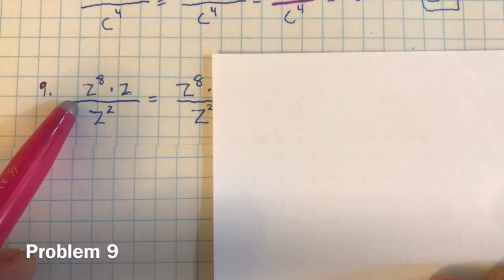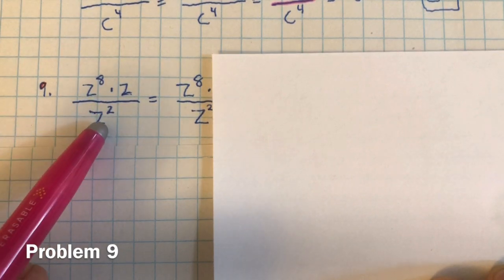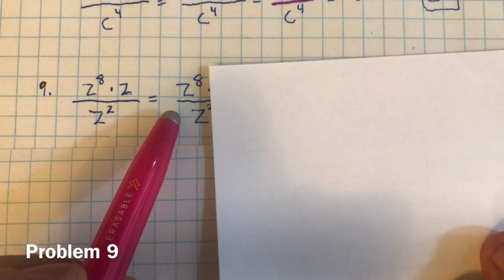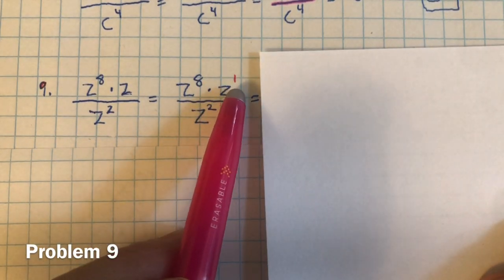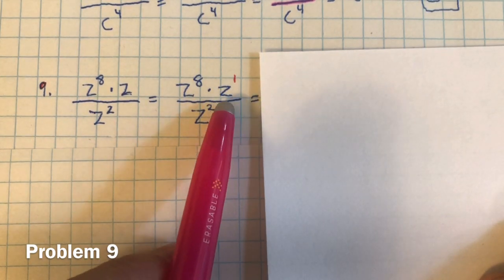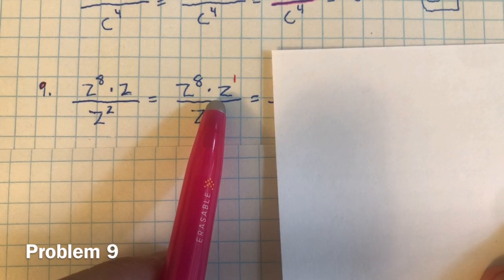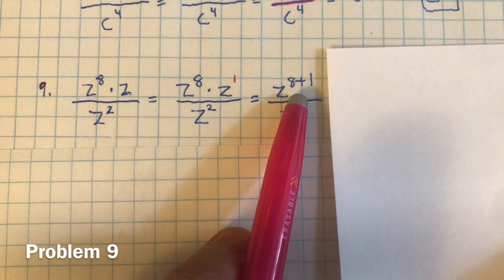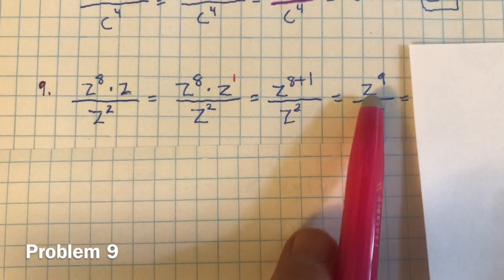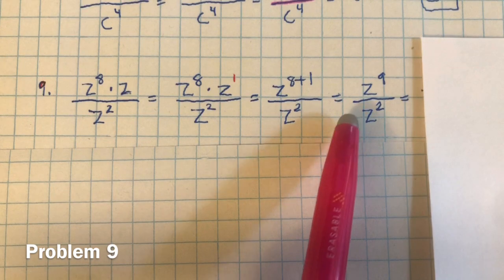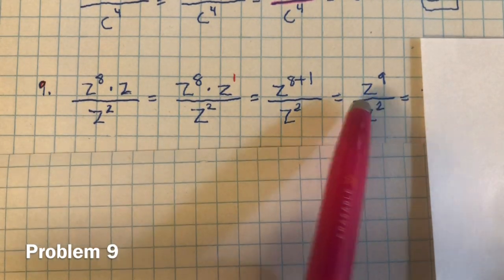For number 9, we have z to the 8th multiplied by z, divided by z to the 2nd power. For z, I put a placeholder of the exponent 1 because anything to the first power is itself. And the rule is, multiplying exponents with the same base, you add the exponents. So we have 8 plus 1. And now we have 8 plus 1 is 9, so we have z to the 9th. And now dividing exponents with the same base, you subtract the exponents.